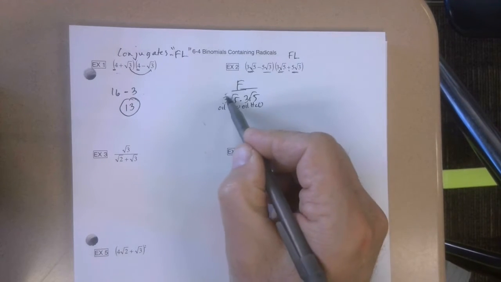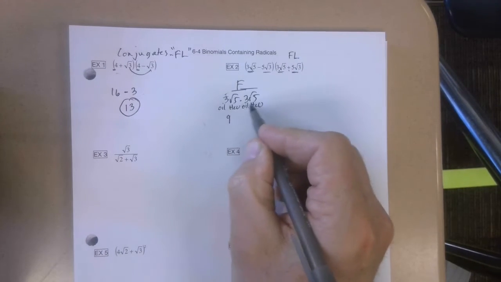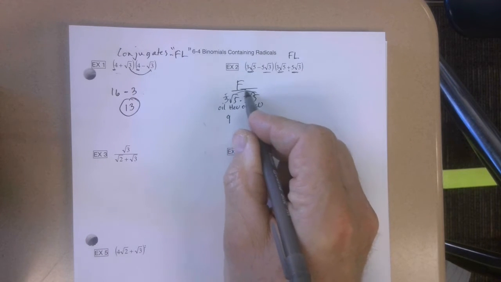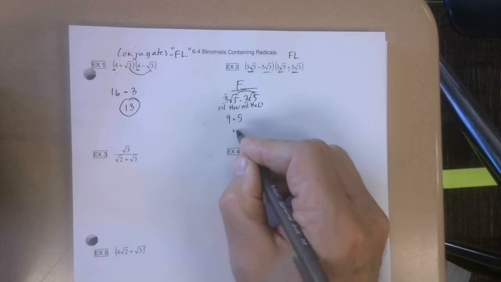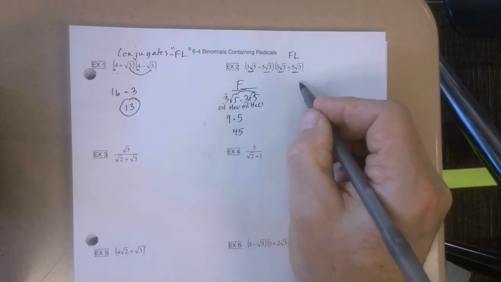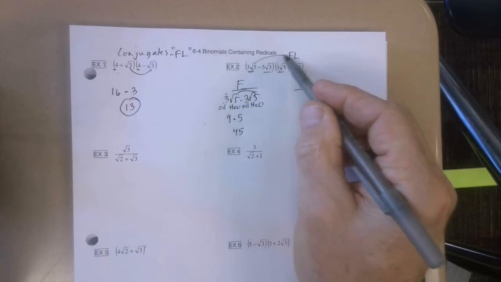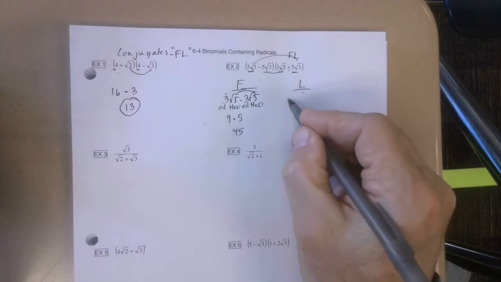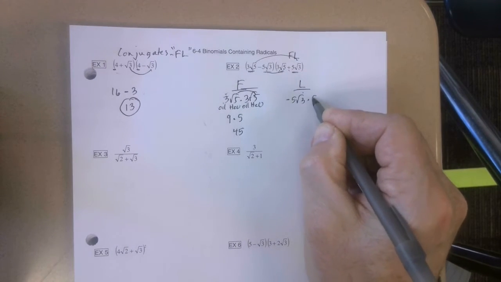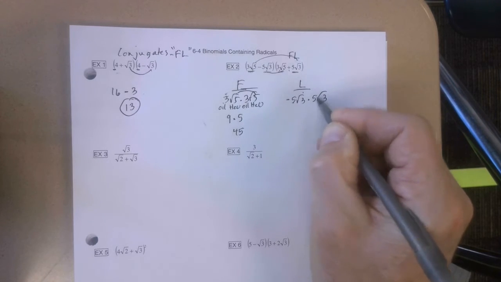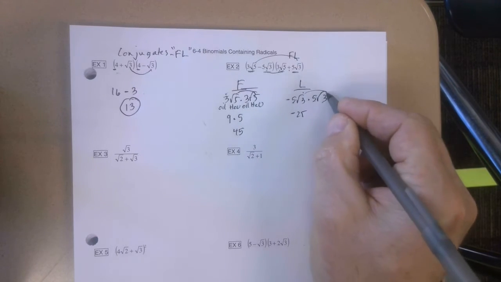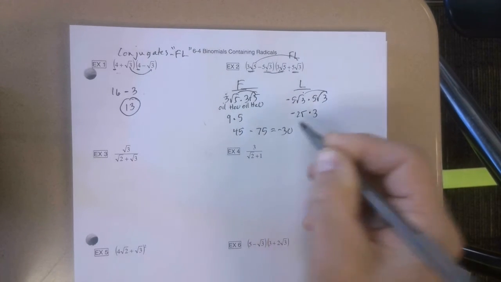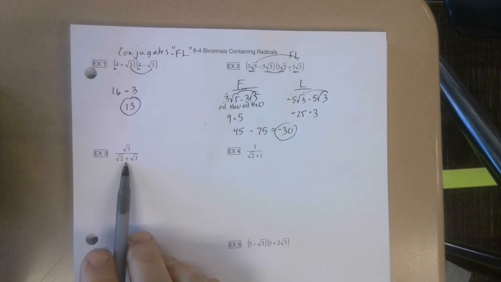Remember, oil can mix, so 3 times 3 is 9. Water can mix, so that'd be 5 times 5, which is the square root of 25, which is just 5. Or you can just say the roots fly off, and then I get 45. Now I can go right to the O's. See, the outside and the inside would just cancel. They just do. So the O would be negative 5 square root of 3 times positive 5 square root of 3. Negative 5 times positive 5 is negative 25. The roots fly off. So that'd be 45 minus 75, which is negative 30. Done.